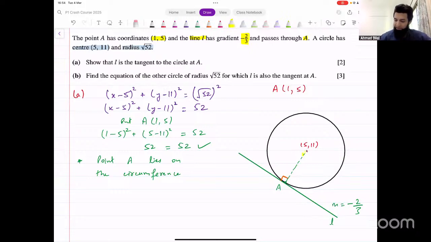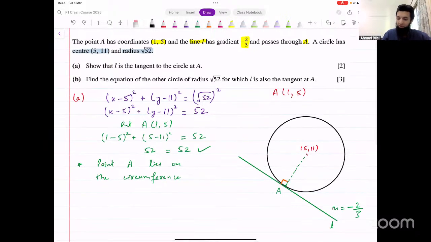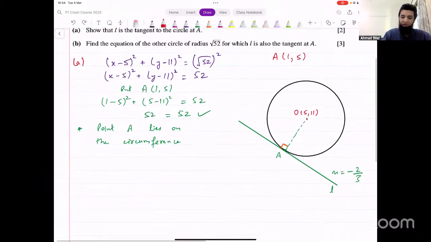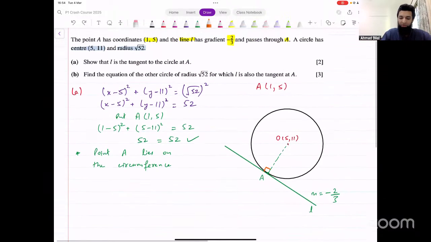So this is the radius of the circle. If line L is perpendicular to the radius at that point, if I call the center point O, if line L is perpendicular to OA, that would mean that it can be a tangent, because radius and tangent are supposed to be perpendicular to each other. So that's the second thing that you have to prove now, that they are perpendicular to each other. How do you do that?